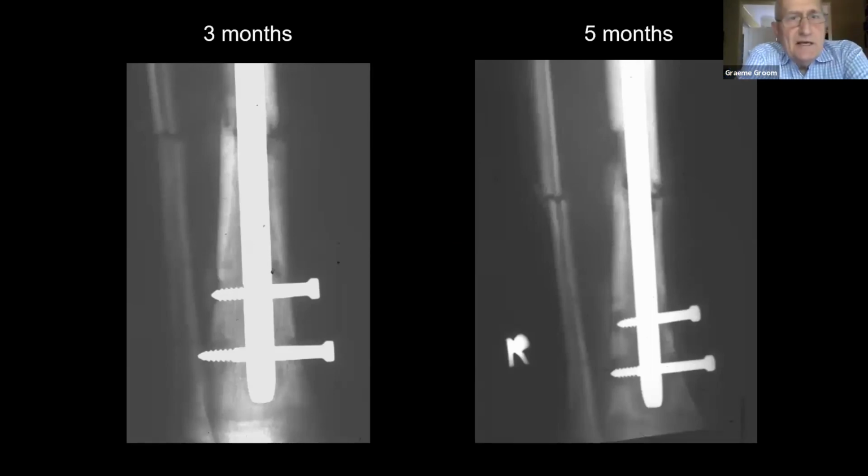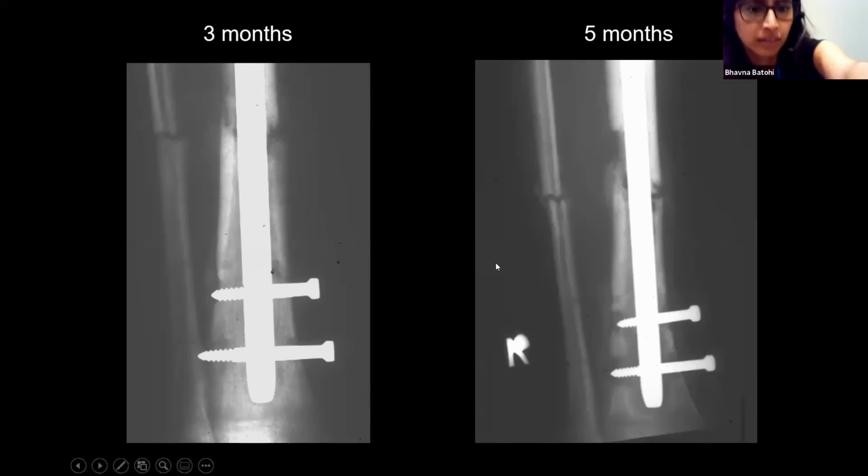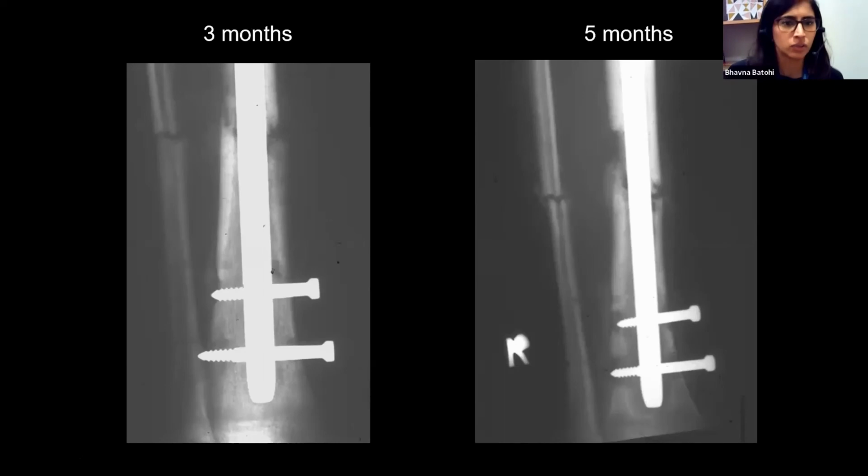At 3 months, his X-ray looked as it does on the left of the screen, and at 5 months, as on the right. I'm very happy to let anybody who wishes to comment on this appearance. I'm happy to chat. Okay. So looking at the images from 3 months to 5 months, there's been progressive lucency around the screws and the intramedullary nail. Also, there looks like there's some areas of bone resorption as well. So I'd be concerned about infection here, primarily.